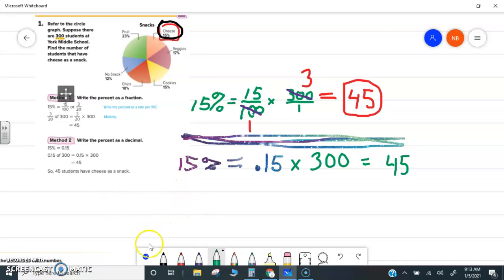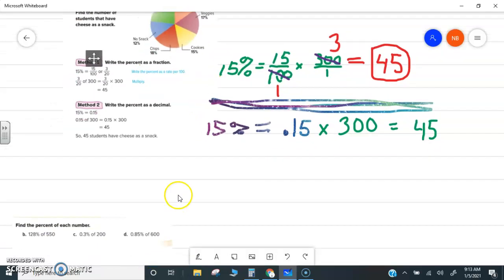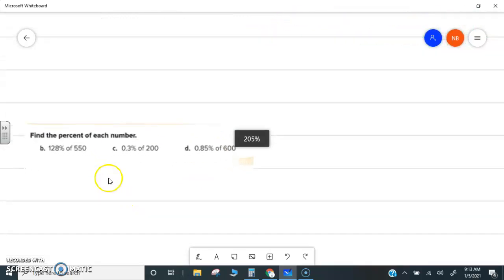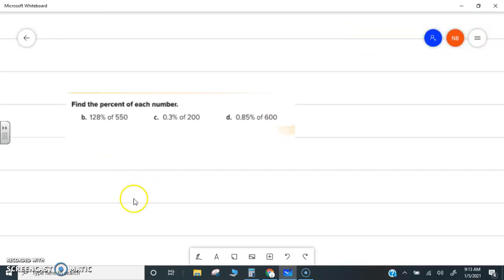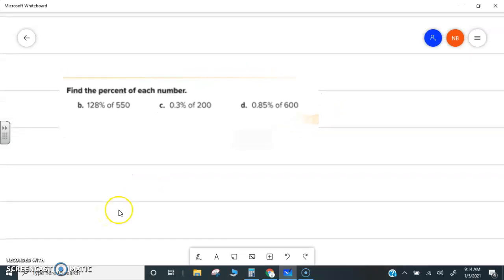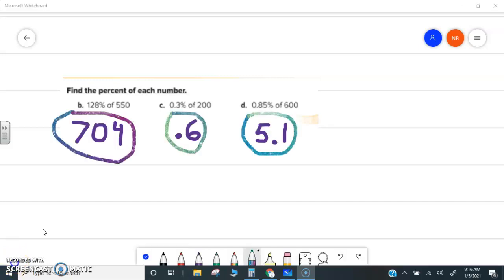All right, so let's take a minute and see if you can figure out these 3 percents of each number. Okay, no matter what method that you chose, B should have turned out to be 704. C should have turned out to be 0.6. And D should have turned out to be 5.1.